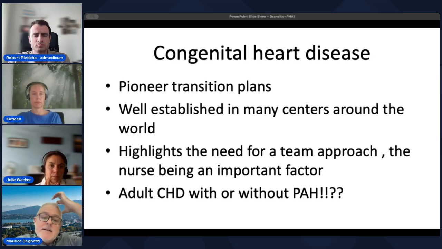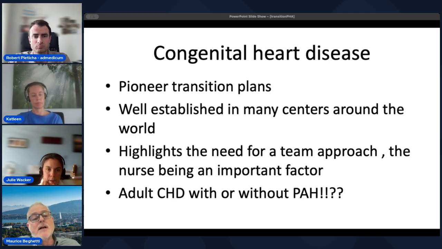So congenital heart disease. Let's start with that because it's a mix today. We discuss a mix. Clearly, it's a pioneer specialty in transition plans. There are well-established centers now that practice transition around the world. We have even, I would say, people that are trained in congenital heart disease in adults, and now transition is better. We highlight the need for a team approach. I will insist on that.